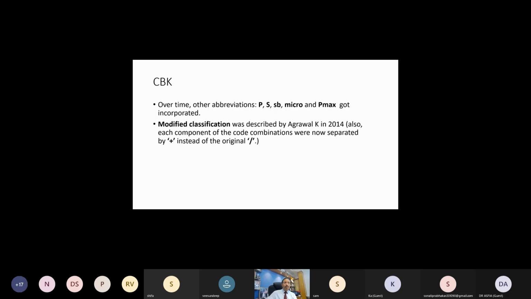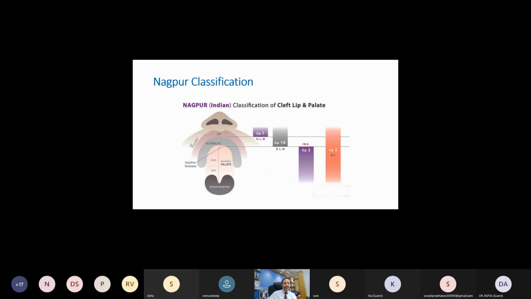Over a period of time, other abbreviations were also added, and Karun Agrawal also modified this classification, and it is available in his book. Different components have been added and are now separated by plus instead of slash. So there's a group 1, group 1A, group 2, and a group 3 is when lip, alveolus, and palate are all cleft, and they can be marked right and left. Group A, right, left, and median. Group 1, right, left, and median.